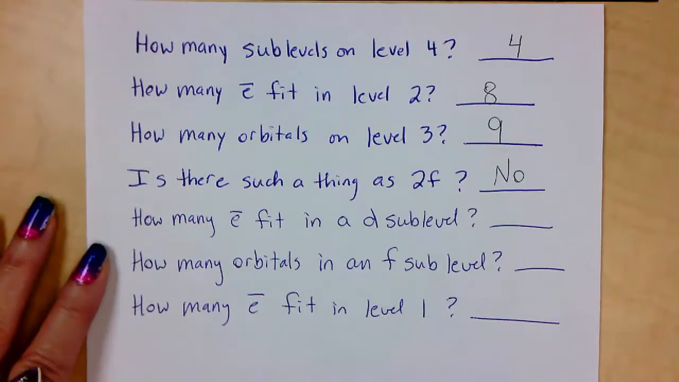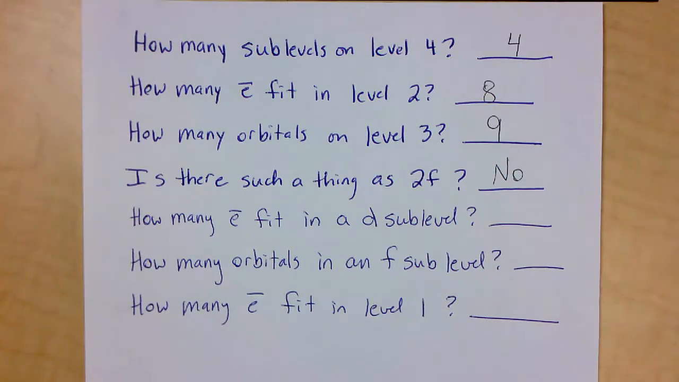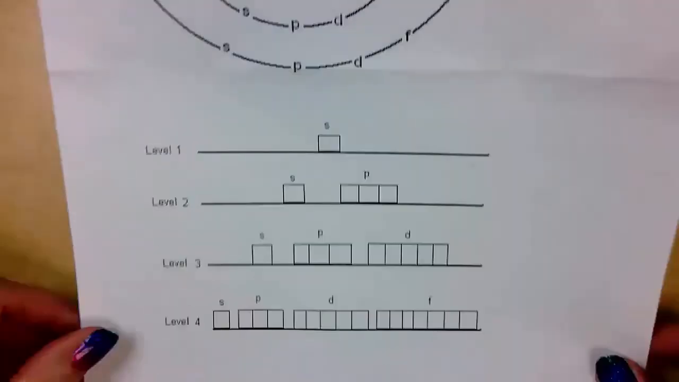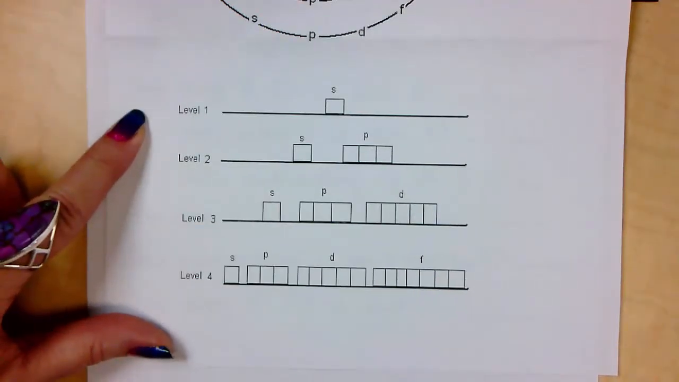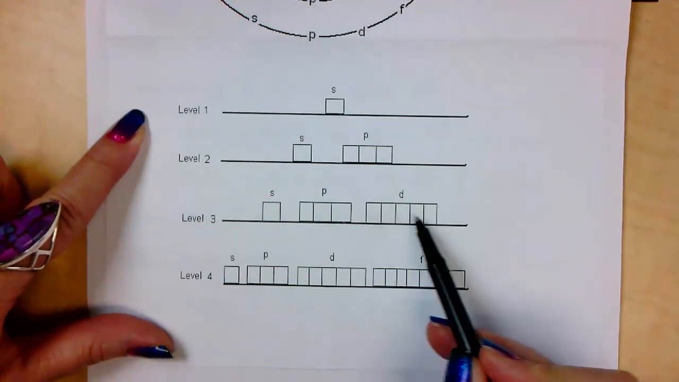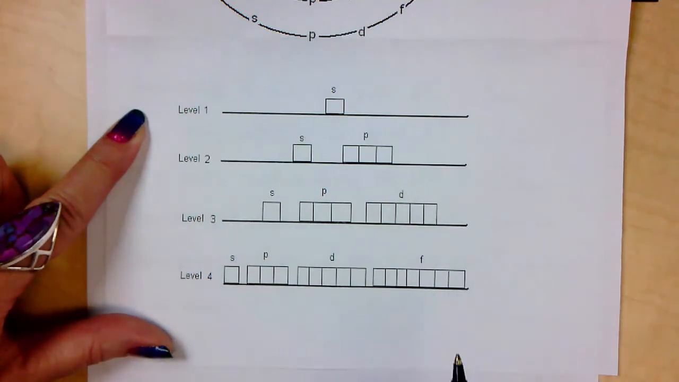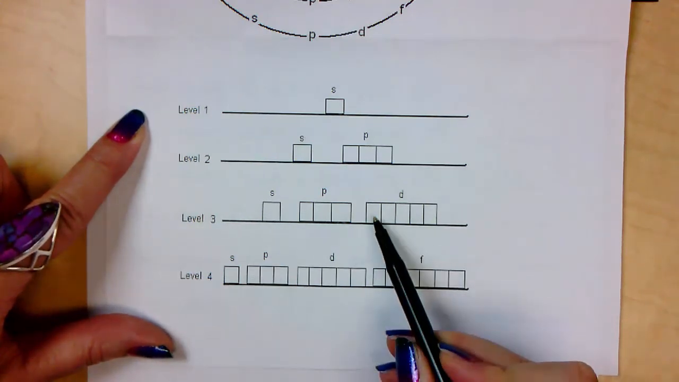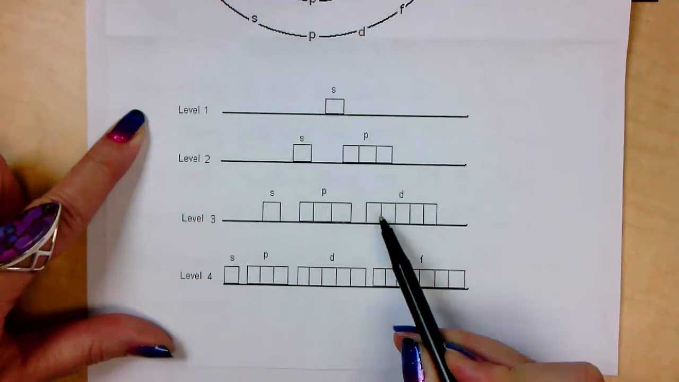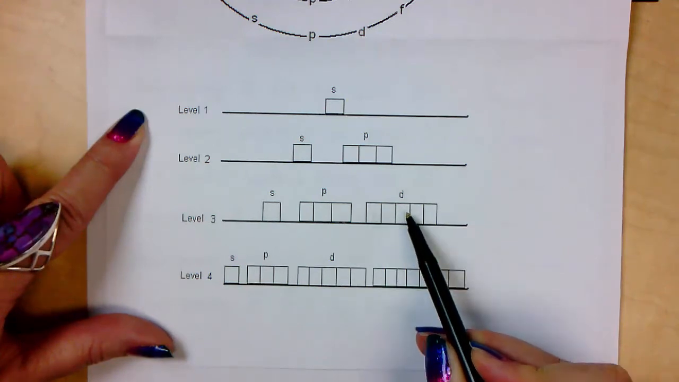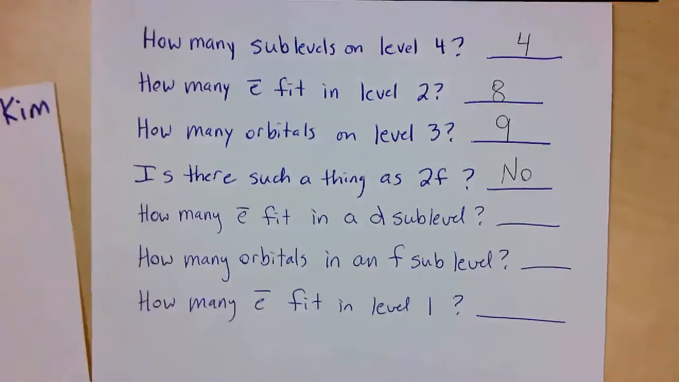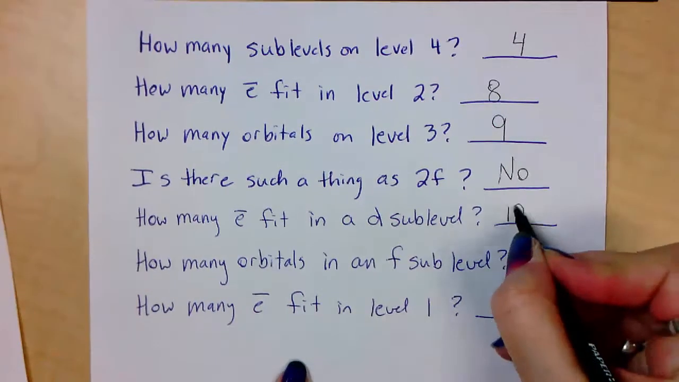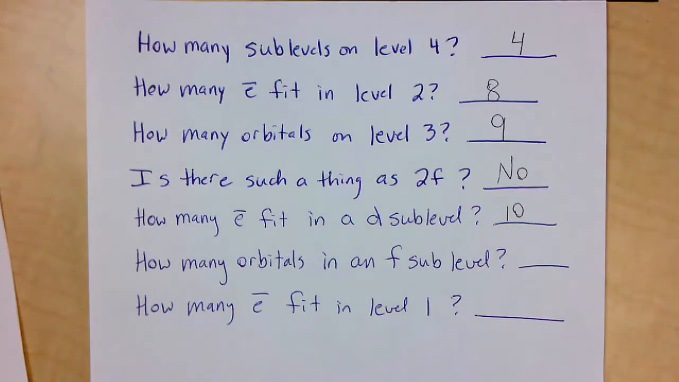Next question. How many electrons fit in a D sublevel? So here's a D. How many electrons can fit in here? Remember, there's 2 per orbital. So 1, 2, 3, 4, 5. Then we can put a second one in. 6, 7, 8, 9, 10. We can put 10 electrons in a D sublevel because there's 5 orbitals, 2 electrons each. 2 times 5 is 10.